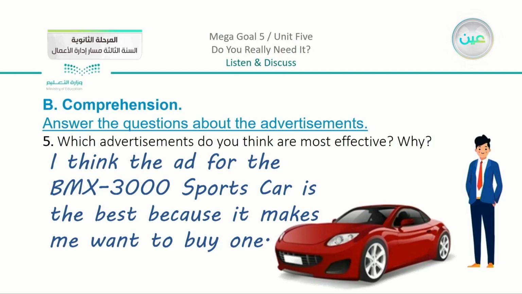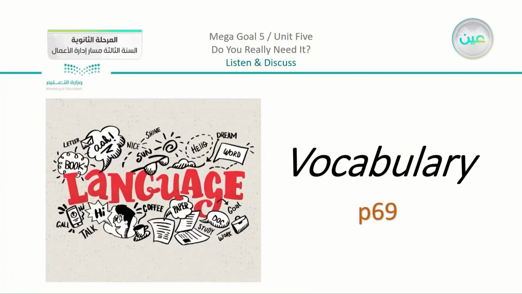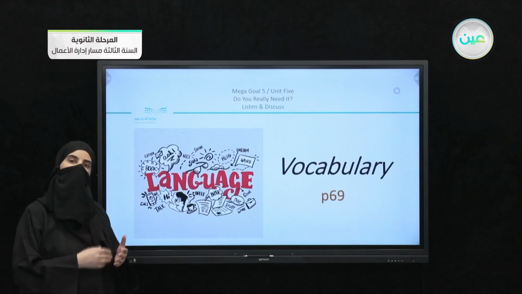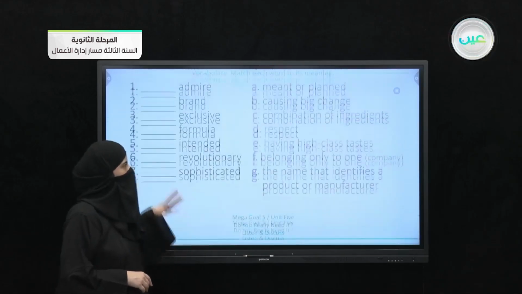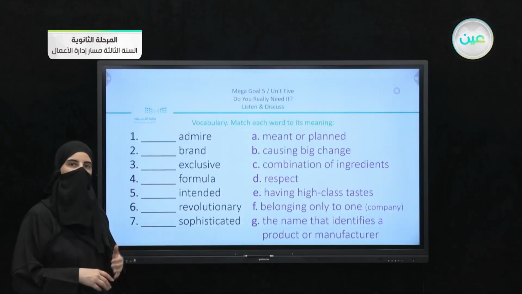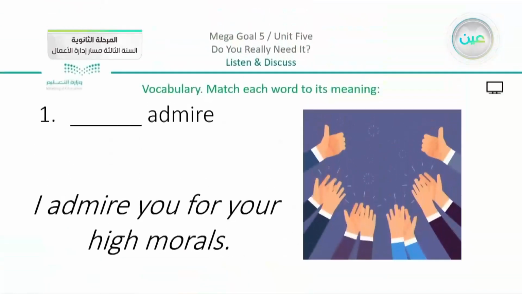Now, moving on from the comprehension questions, we have the vocabulary, which we passed by on page number 69. So we did the complete exercise here yesterday, the matching. We are just going to revise what we did. So we have here the first word, which is the word admire. Do you remember when we showed this picture, and we have here the example, I admire you for your high morals. And we can see that the answer here is to respect, which is D.